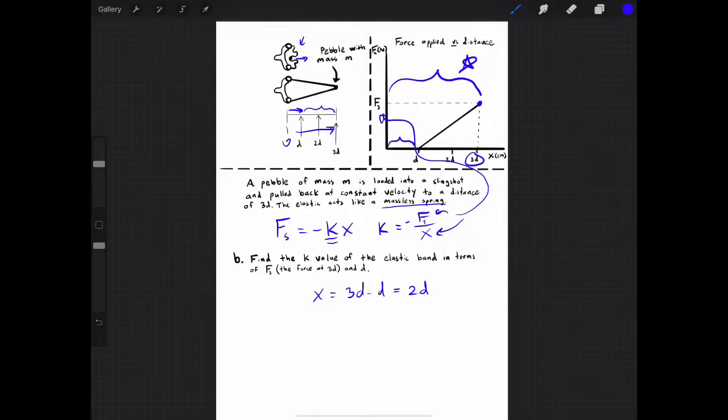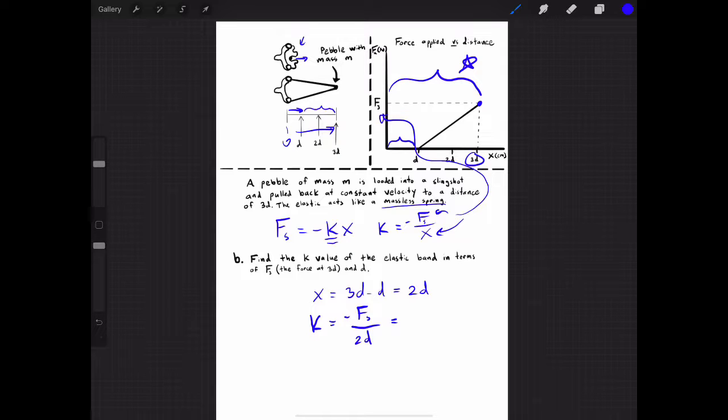Okay, so all we have to do is plug in values, and we get K equals a negative force of spring all over 2D. And we know force of spring is just F3.